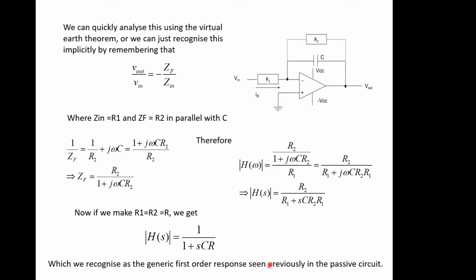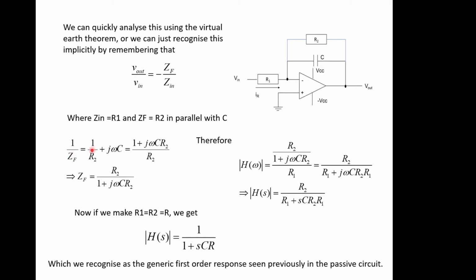So we can analyse this quickly using the virtual earth theorem, or we can just recognise this implicitly by remembering that the transfer function is this impedance over this impedance with a minus sign in front of it. In this case Zin is equal to R1, and Zf is the parallel combination of these two, so we can work that out by simple terms.